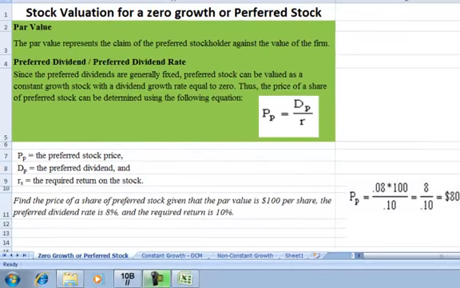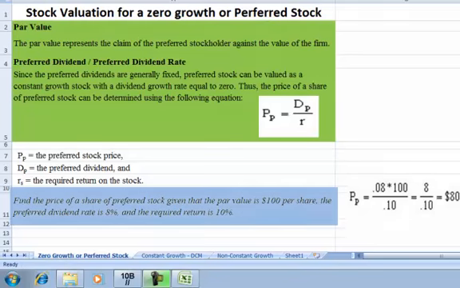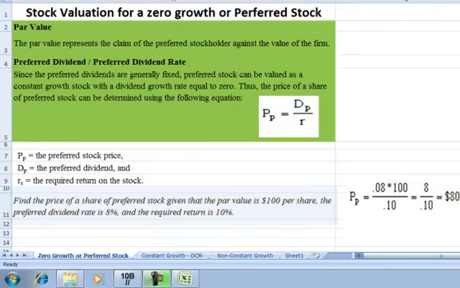So find the price of a share of preferred stock given that the par value is $100 per share, the preferred dividend rate is 8%, and the required rate of return is 10%. Using the equation, we find that the preferred stock price is $80. Now, what does this mean?